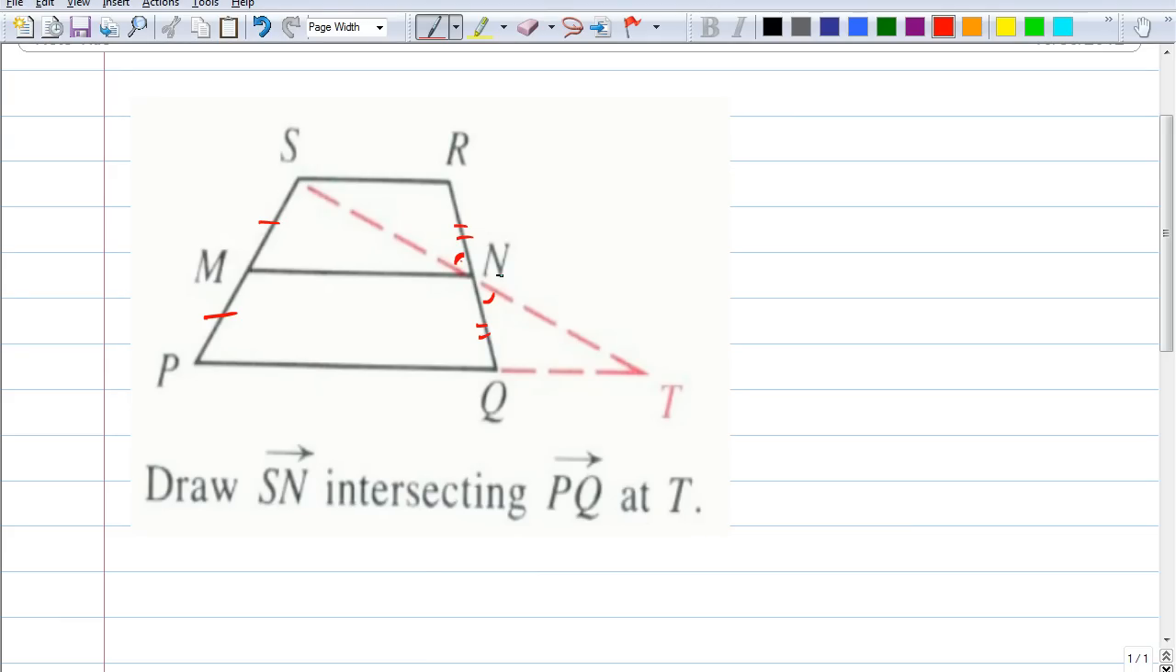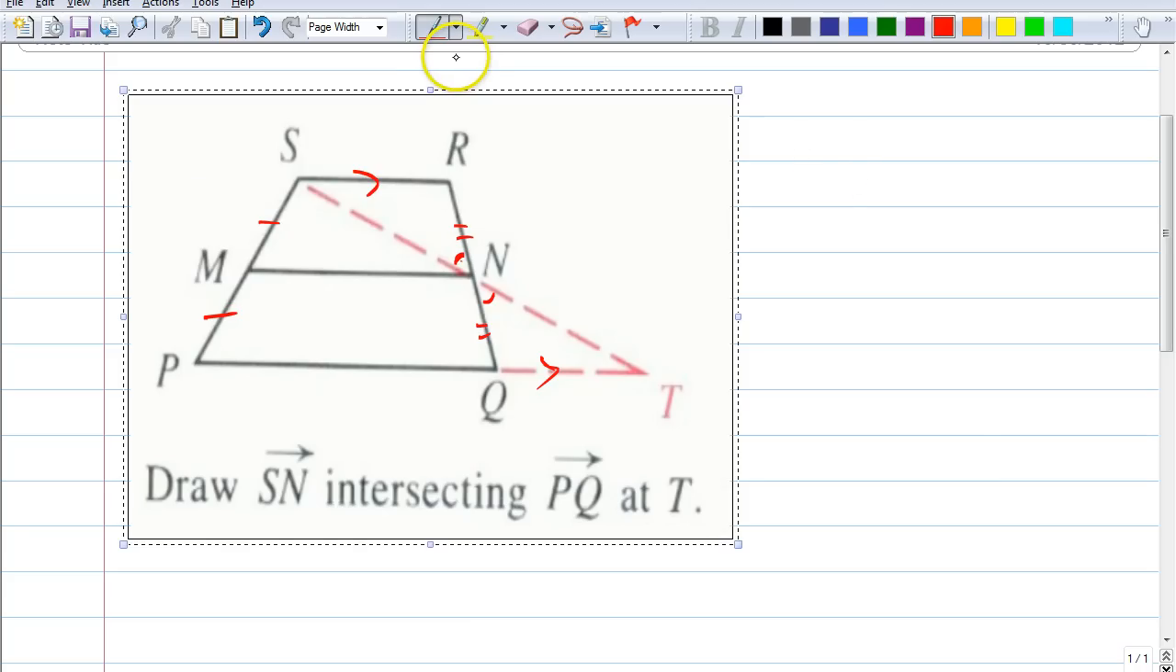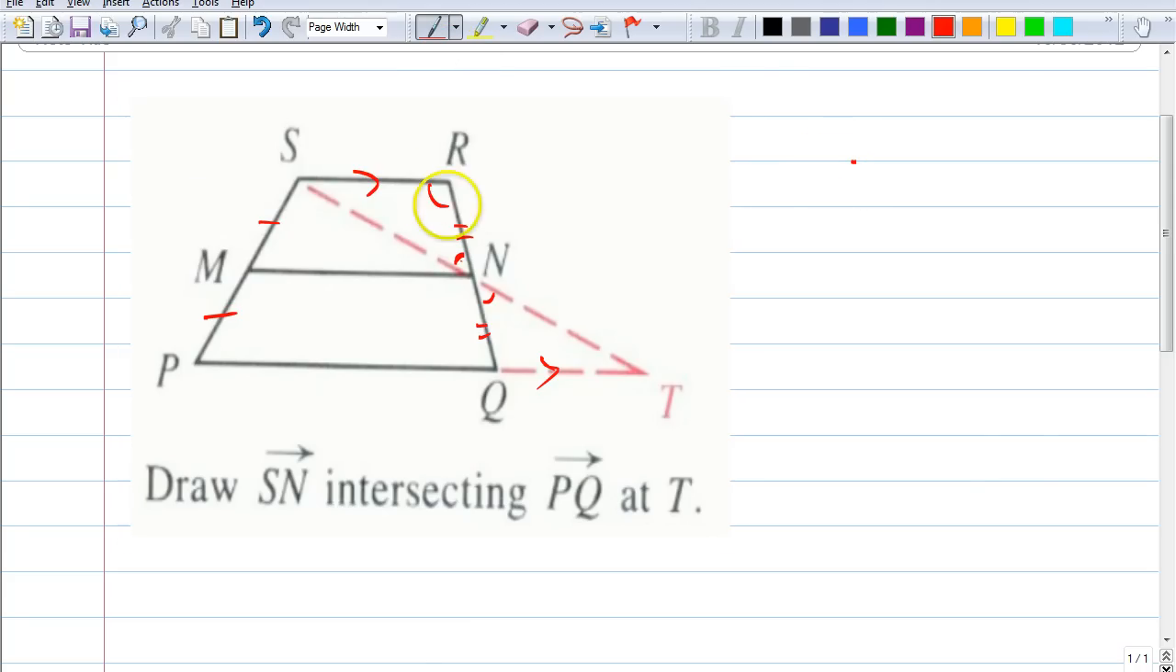Esther over here, what do you think? Good. We know that SR and this whole thing, PT, are parallel, right? So what do you know, Esther? Good. We know this angle SRN is congruent to? Right here. Okay, yeah, you could show that.